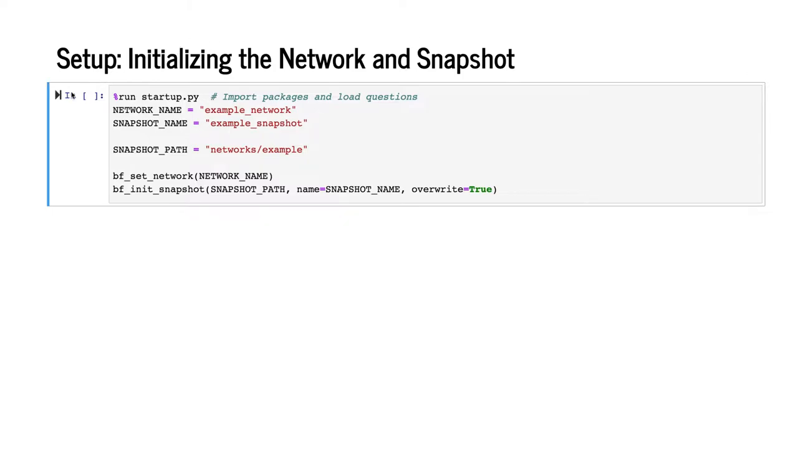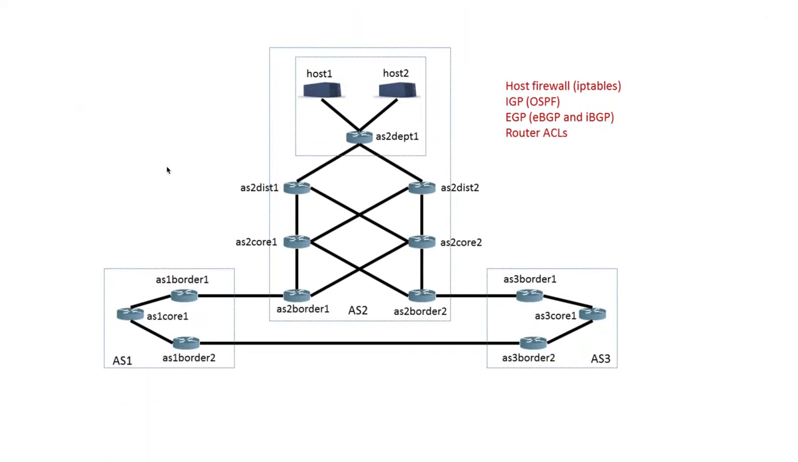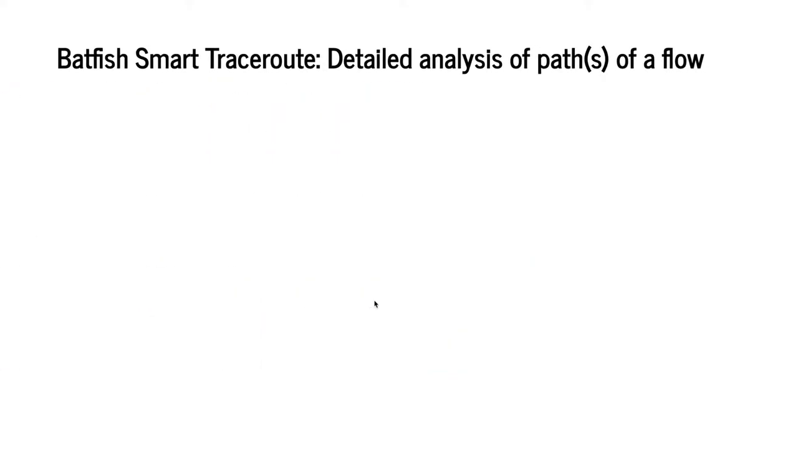We will begin by initializing a Batfish snapshot with the standard example network. You can see the configs for this network by following the link in the video. In this demo, we will mostly focus on analyzing traffic for AS2 to a DNS server on host 1. We'll study this traffic both within AS2 and from the other autonomous systems into AS2 via the border routers.